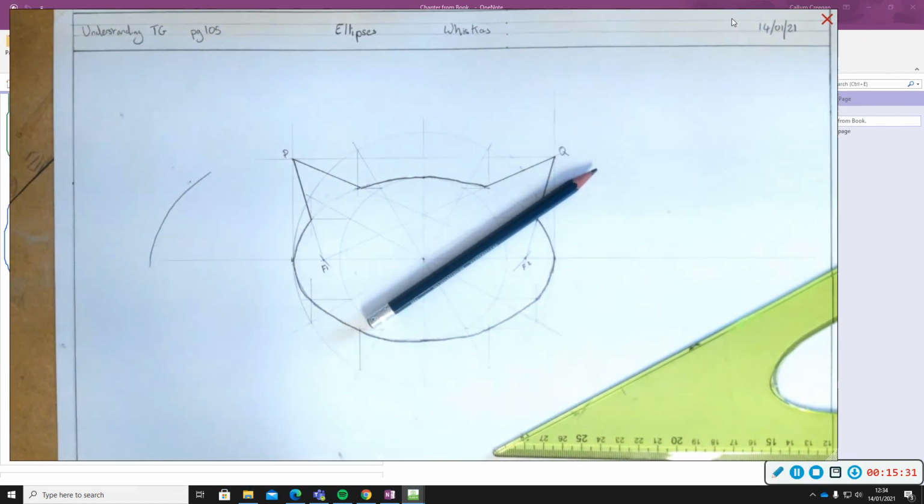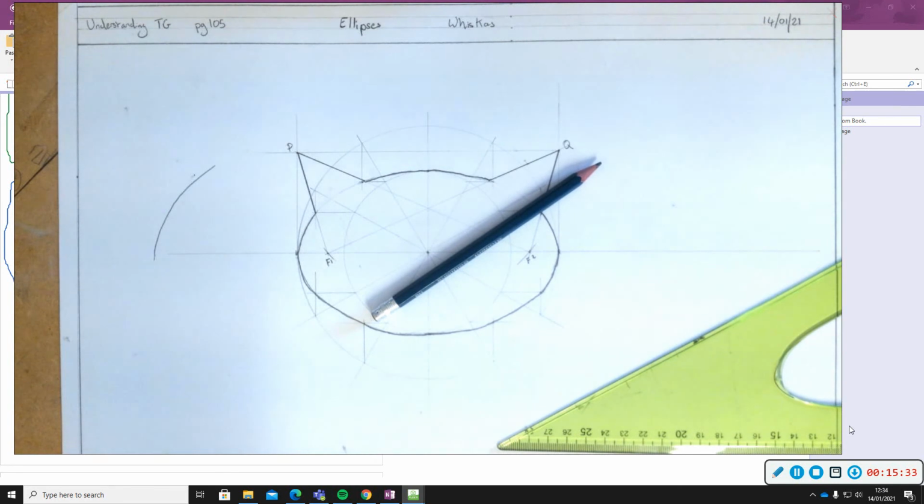So that's basically the lesson. And yeah, I'll give you feedback when you send me in the pictures of the assignment.